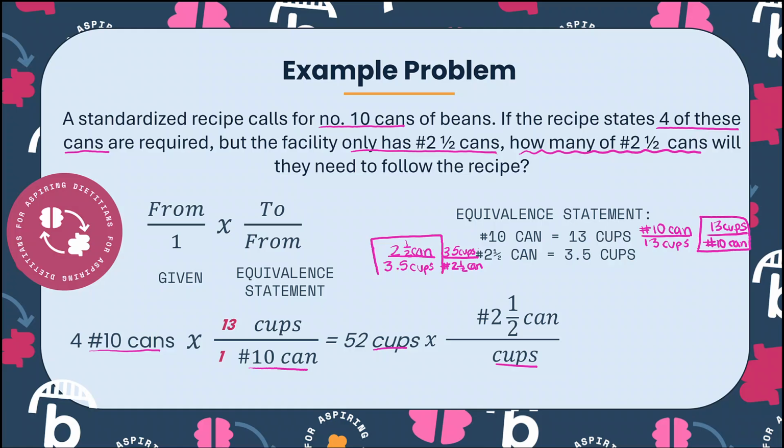So we can pick up this equivalent statement right here and plug it into our dimensional analysis. If the recipe needs 52 cups of beans and we only have 2.5 cans that each provide 3.5 cups, then we'll need 14.8, or more likely 15, of these number 2.5 cans. So this is just some practice that we can do with dimensional analysis, but it is all over the RD exam. So keep trying, and I will see you in the next one.